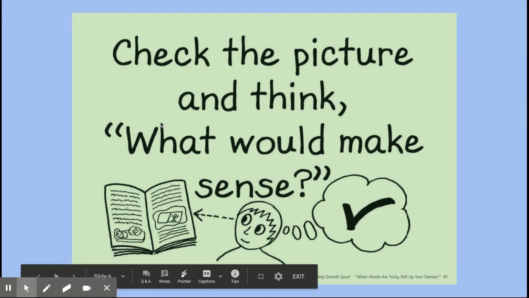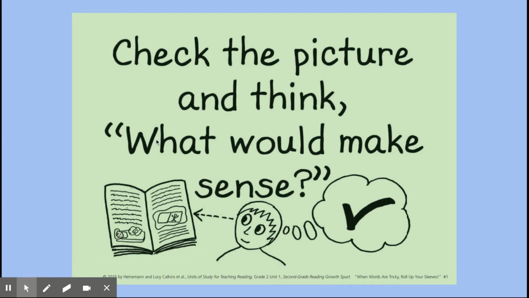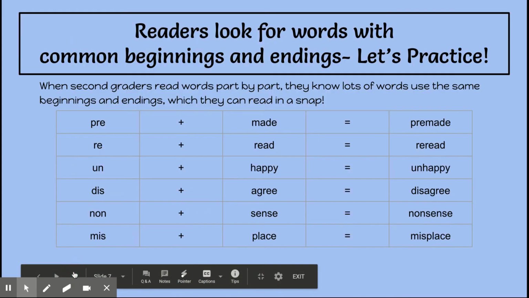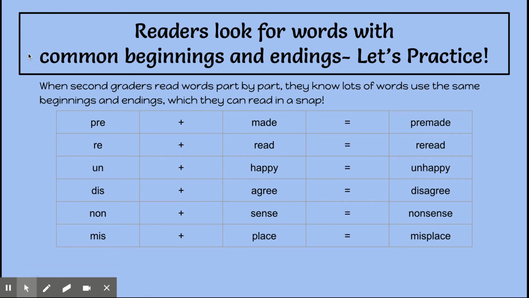The other strategies that you know are to check the picture and think what would make sense, and when you're reading these words, what makes sense with what's happening in the book. So let's practice this, okay? We're going to look for words with common beginnings and endings. And we're going to remember that when second graders read words part by part, they know lots of words use the same beginnings and endings, which they can read in a snap. So we're going to take a look.